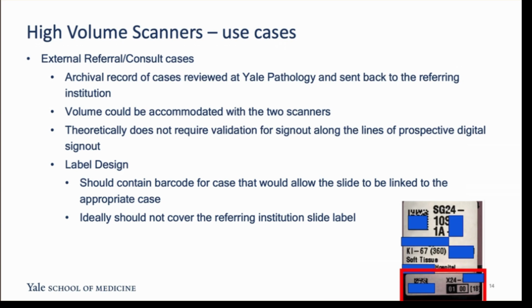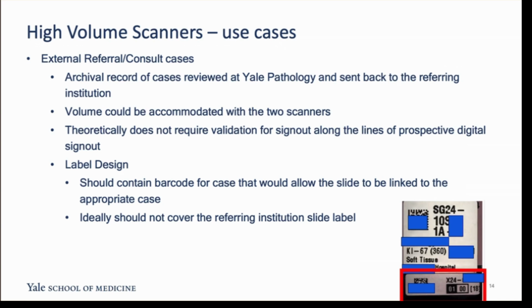And typically what we do is we review the slides, render the diagnoses, and these slides are sent back. And we often don't have a record of what was reviewed here at Yale unless a block came and we cut an H&E from it. So scanning these slides is one way of keeping an archival record of what was reviewed at Yale Pathology. The volume is low enough that it could be accommodated with 2 scanners.